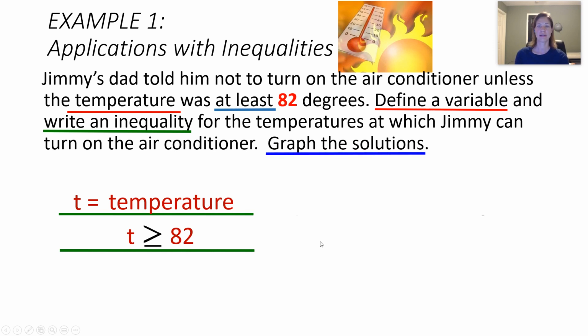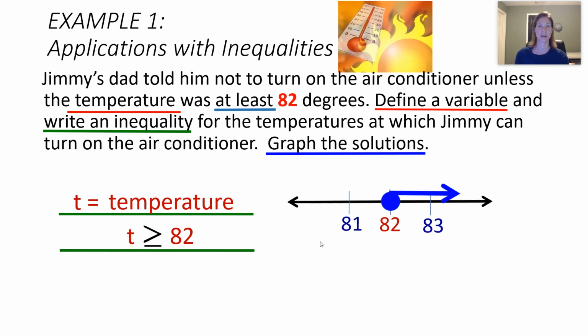And we need to graph them. So on a number line, we're going to have 82. It's going to be equal to 82 or greater. So it's going to point to the right. So 83 degrees or hotter.